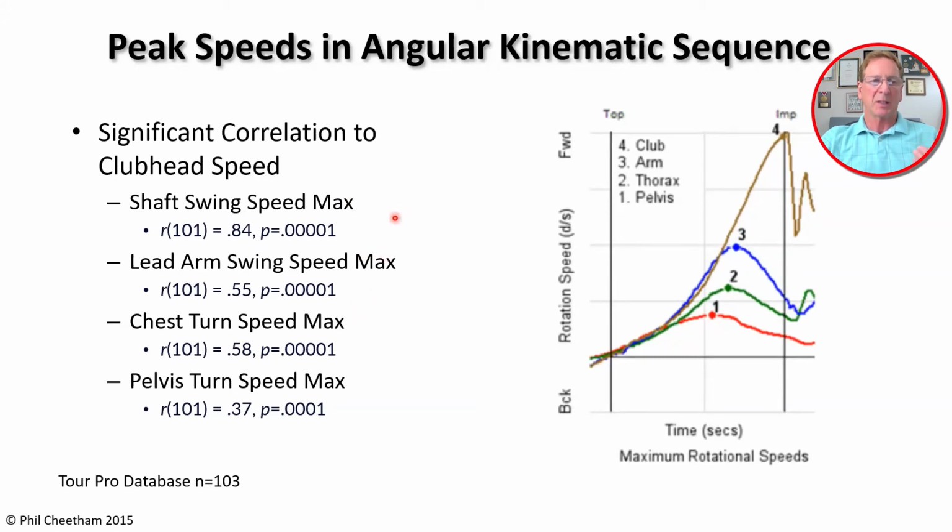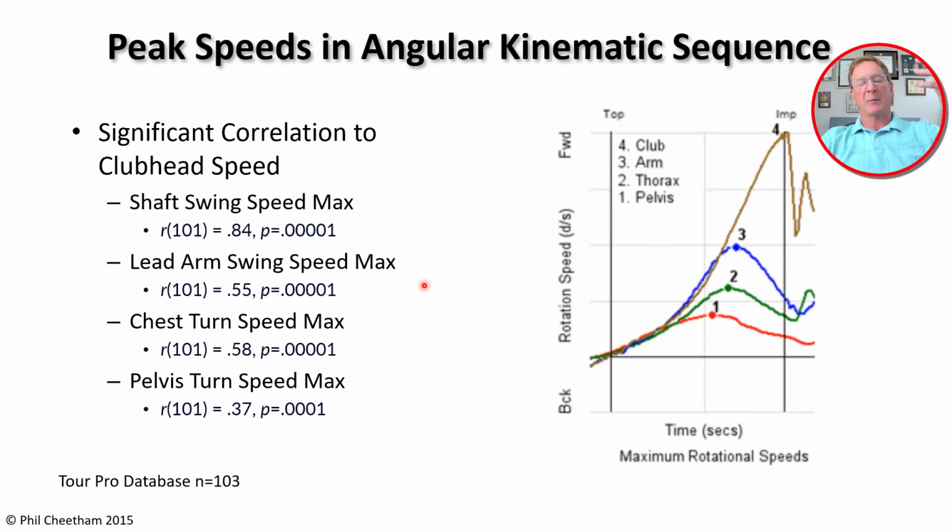Of course, the most significant to club head speed was shaft angular velocity, shaft swing speed in degrees per second. That makes perfect sense because it's closest to the club head speed. There are a couple of factors in between. We've got the linear speed of the handle of the shaft, and the angular speed of the shaft itself. Those two total up to literally what's going to happen at the club head, so you expect to see a very high correlation. And we did, 0.84.